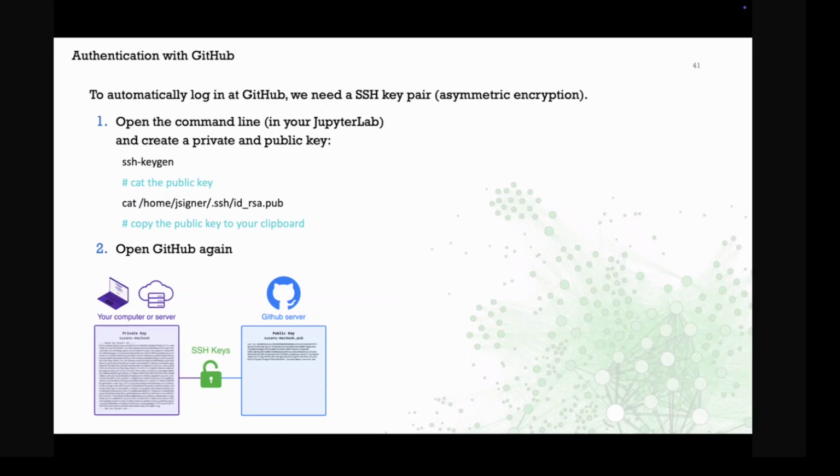That means you have a public key and a private key, and these are just long strings of text and numbers. The public key is the key you give away, and the private key is the key you need to protect. That's why it's called the private key. The private key sits on your Jupyter Hub or on your laptop, wherever. The public key is what you upload to GitHub or wherever you want to authenticate.